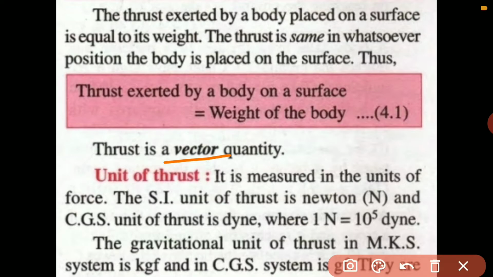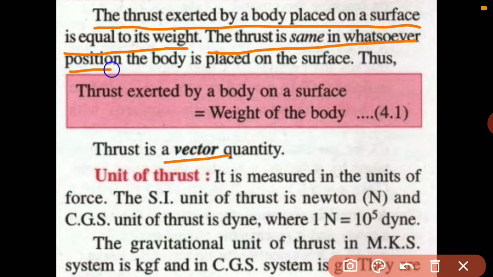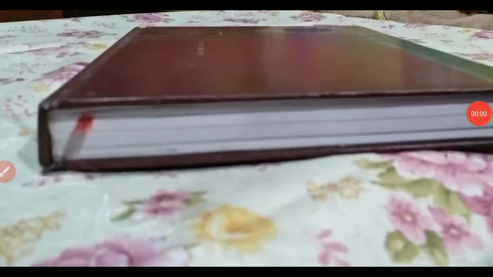The thrust is the same in whatsoever position the body is placed on the surface. Thus, thrust exerted by a body on a surface equals the weight of the body, and it is a vector quantity. The thrust exerted by a body placed on a surface is equal to its weight. I hope you understood this. So let me try to explain that.